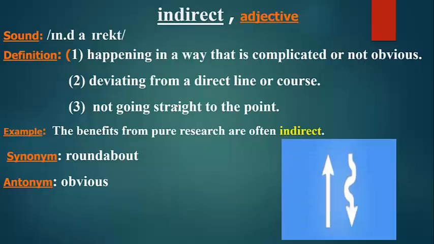If you look at these two arrows, one of them is straight and another is zigzagged or not straight, indirect. Just like when you want to reach a destination, if you take a straight, direct way, you will reach it fast. But if you go indirect, you will take more time. It depends on the way. Maybe the straight way is very crowded with traffic, and the indirect way is free. Most people always like to follow the direct ways. So indirect is not straight or roundabout. The opposite is obvious or direct.